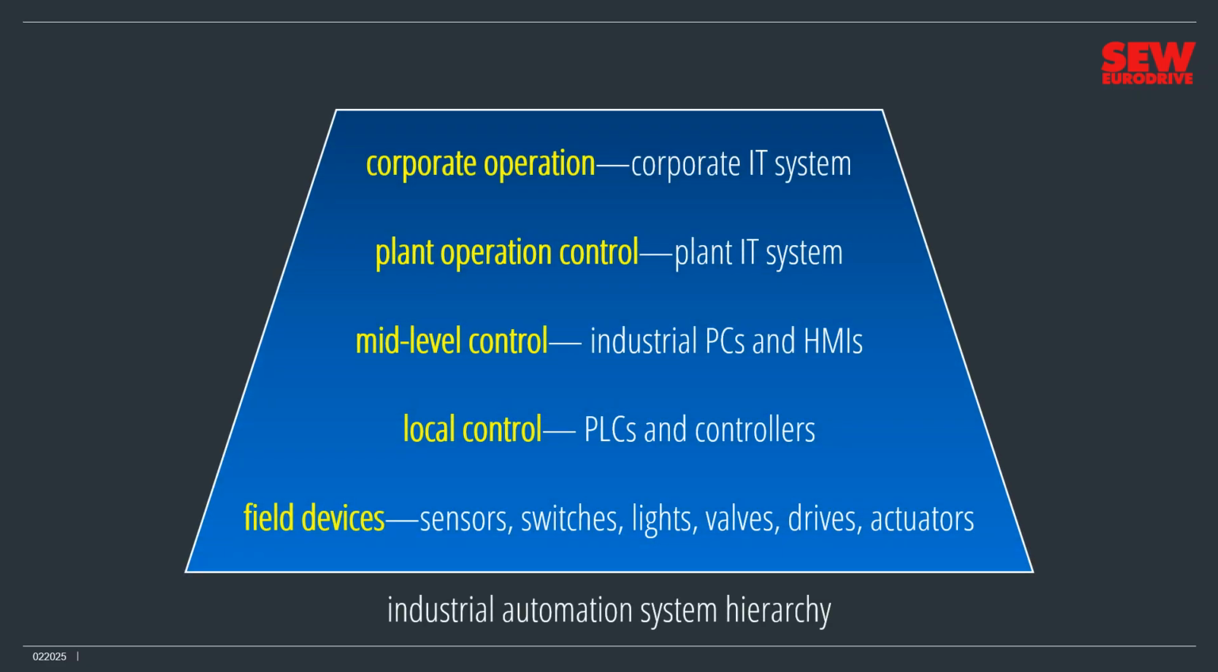Hopefully, you remember this industrial automation system hierarchy diagram from Module 1. The past three modules have focused on the lowest level, field devices. Drives and I/O devices live here. We're about to move up a level and explore local control, the place where we'll find various kinds of controllers.